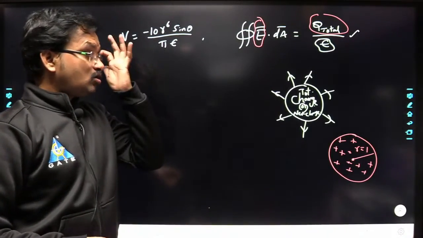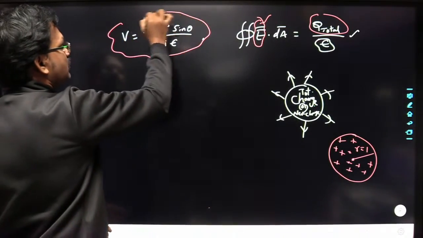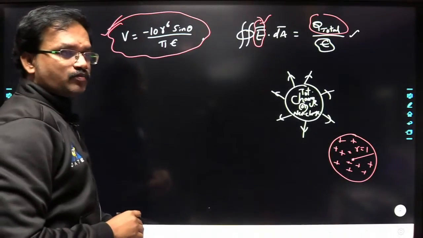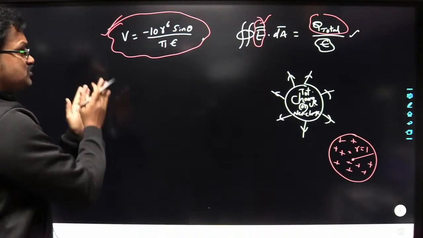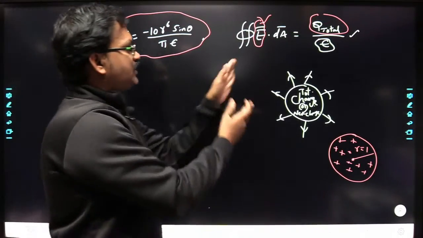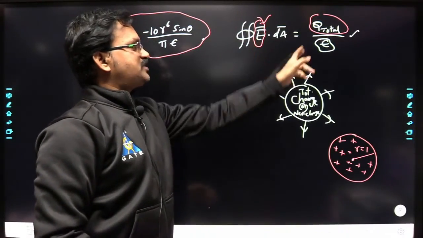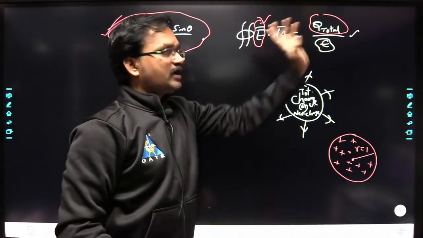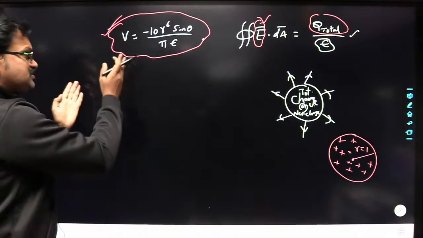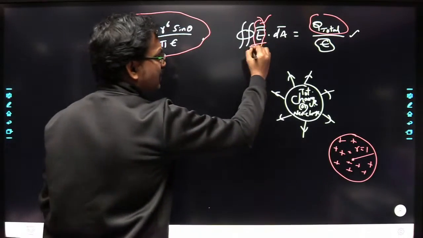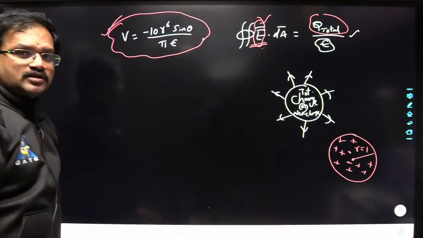But they have not given the electric field expression here. They have given, instead, the potential distribution. So from this potential distribution, if we try to determine the electric field, then from this expression we can determine the total charge. Yes or no? Once you know the electric field, then you can easily determine the total charge.